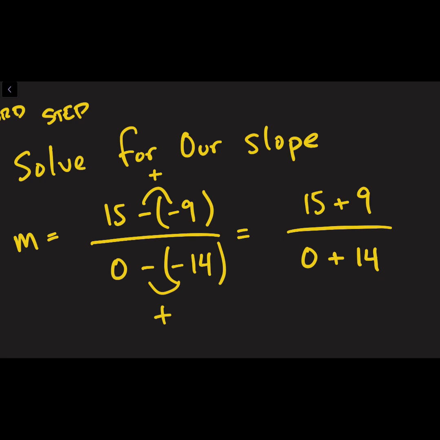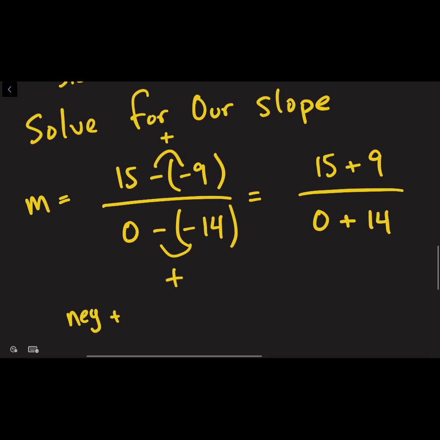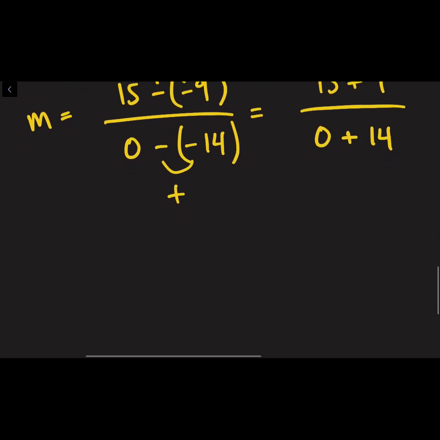A negative and a negative always equals a positive. Always remember that. Negative times negative equals positive. So look, we've got 15 plus 9 over 0 plus 14. 15 plus 9 gives us 24, so we have 24 over 14.